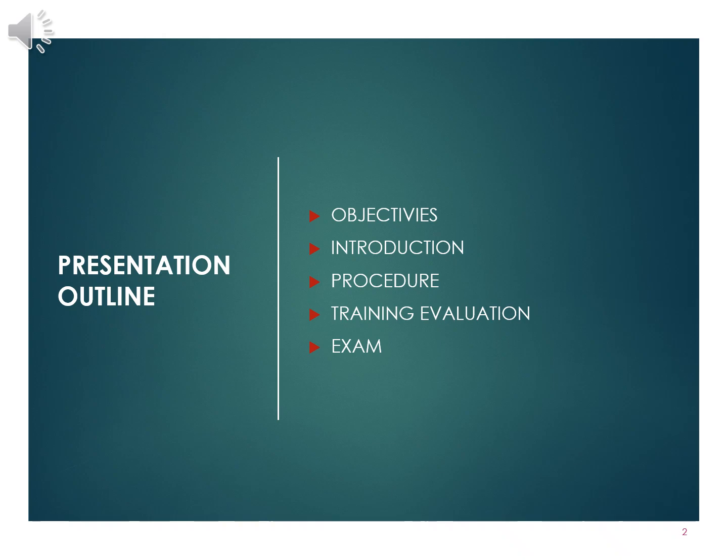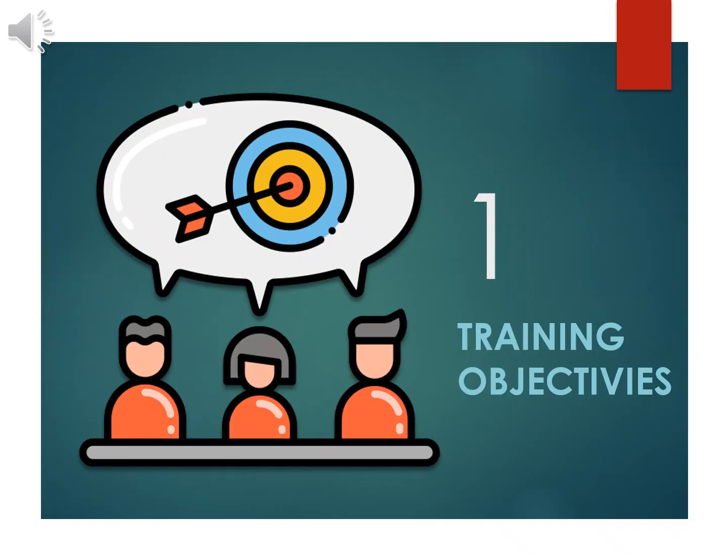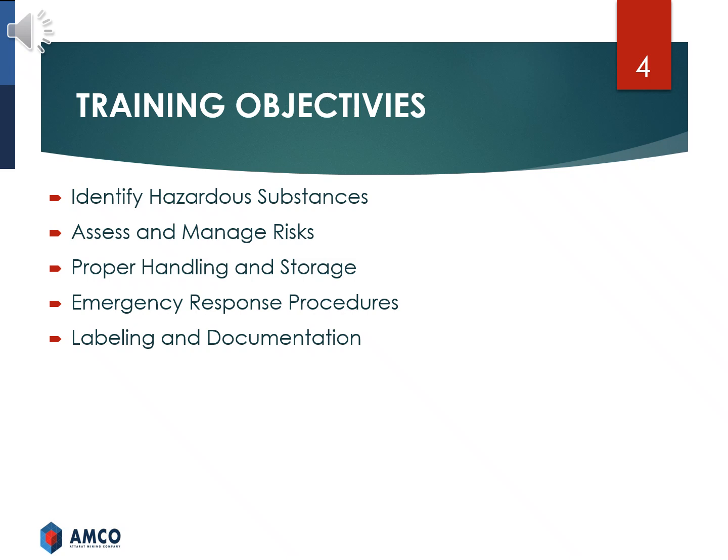Presentation outline. Objectives. Introduction. Procedure. Training evaluation. Exam. Training objectives. Identify hazardous substances. Assess and manage risks. Proper handling and storage. Emergency response procedures. Labeling and documentation.